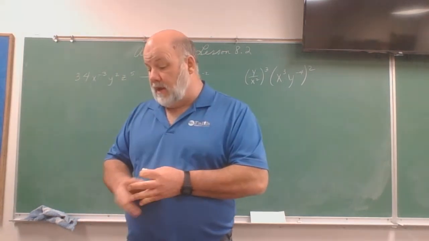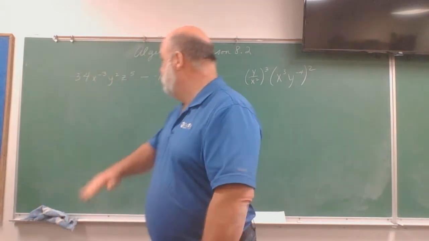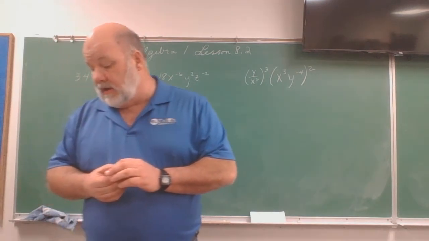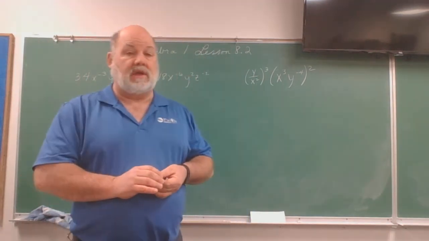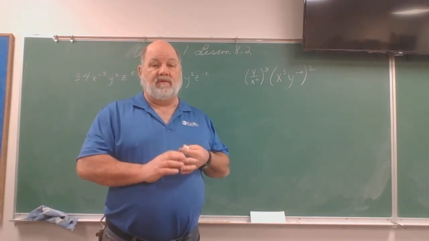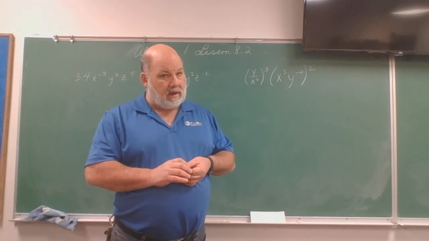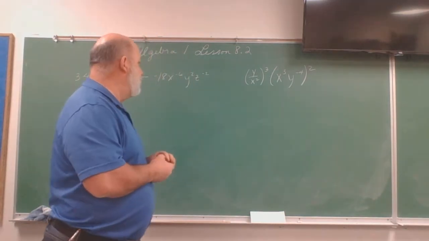I'm starting with example 4, bottom of page 334. It says divide these two numbers and express answer in positive exponential form. That means they want all of the powers of the variables to be positive. It doesn't mean the answer has to be positive. It just means all the powers have to be positive.